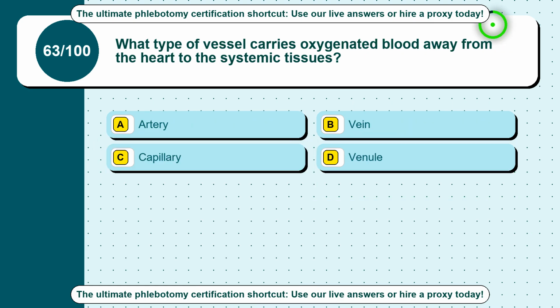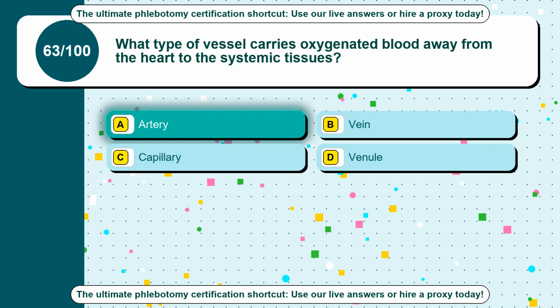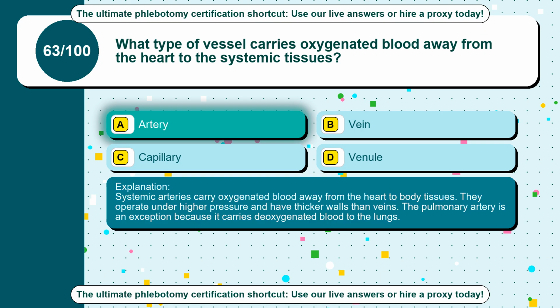Question 63. What type of vessel carries oxygenated blood away from the heart to the systemic tissues? Option A, artery. Option B, vein. Option C, capillary. Option D, venule. The correct answer is option A, artery. Systemic arteries carry oxygenated blood away from the heart to body tissues.